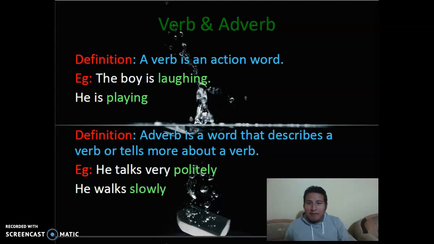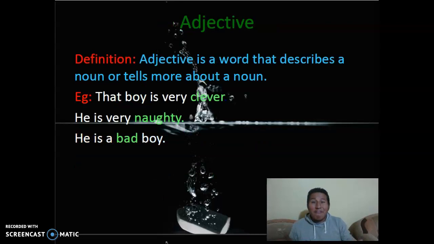What is a verb? A verb is an action word. Example: the boy is laughing or he is playing. Adverb. The definition of adverb is: it is a word that describes a verb or tells more about a verb. Example: he talks very polite. He walks slowly. Then we have an adjective.